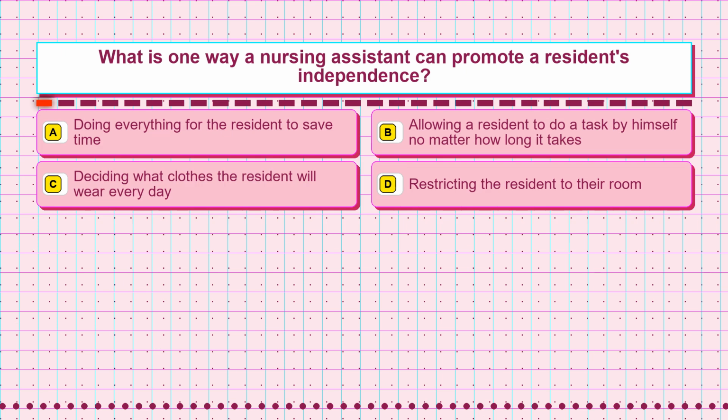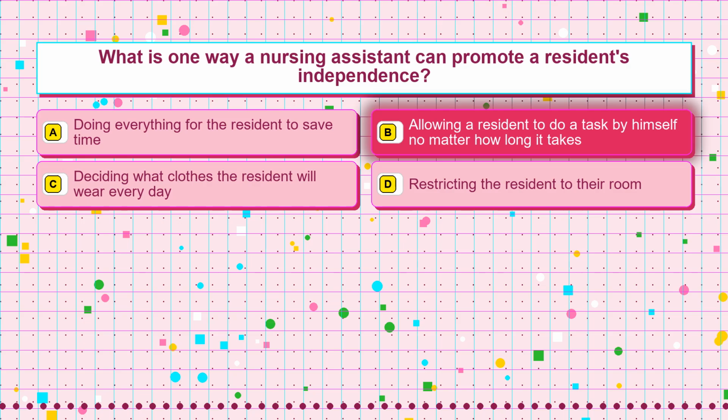Question 78. What is one way a nursing assistant can promote a resident's independence? Option A, doing everything for the resident to save time. Option B, allowing a resident to do a task by himself no matter how long it takes. Option C, deciding what clothes the resident will wear every day. Option D, restricting the resident to their room.